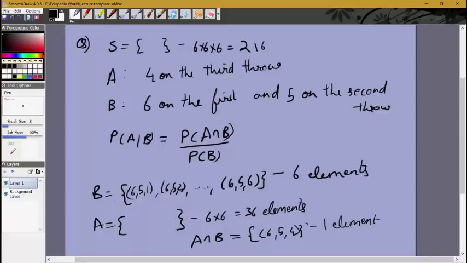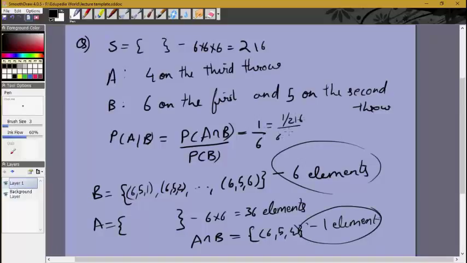Now we need P of A conditional B, that is P of A intersection B divided by P of B. That we can see is equal to 1 by 6. 1 divided by 6, or you could write it as 1 by 216 divided by 6 by 216, where we actually use the probability. Here we use the number of events.